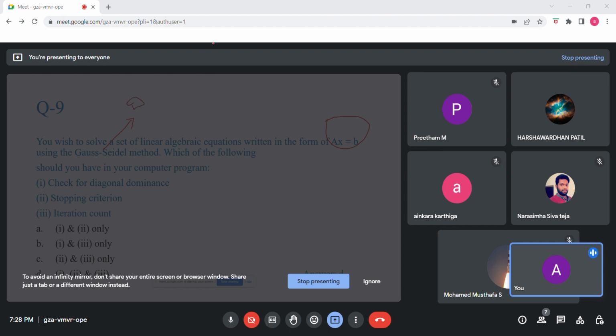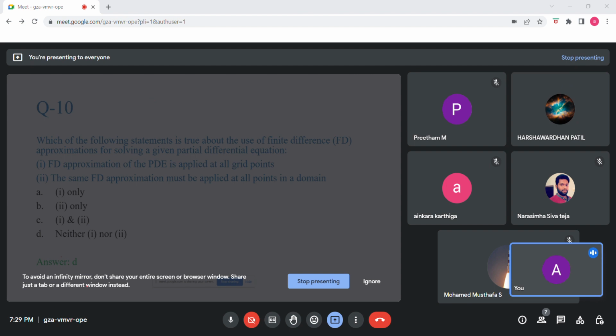And I also will mention some criteria like tolerance limit, when the iterations should stop. So the stopping criteria will be mentioned, and the iteration count also will be mentioned in the program, so that we know for how many runs it is going on. So obviously all three things will be mentioned in the computer program. So the answer is 1, 2 and 3. So it is option D.